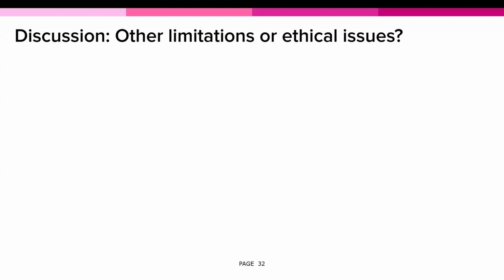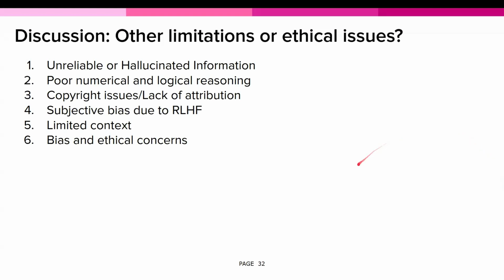Okay, hopefully you've taken that minute now to consider those points on your own. This was the list that I put together. So, unreliable or hallucinated information. These models generate text based on patterns in their training data. And so they can sometimes produce information that's entirely false or fabricated.